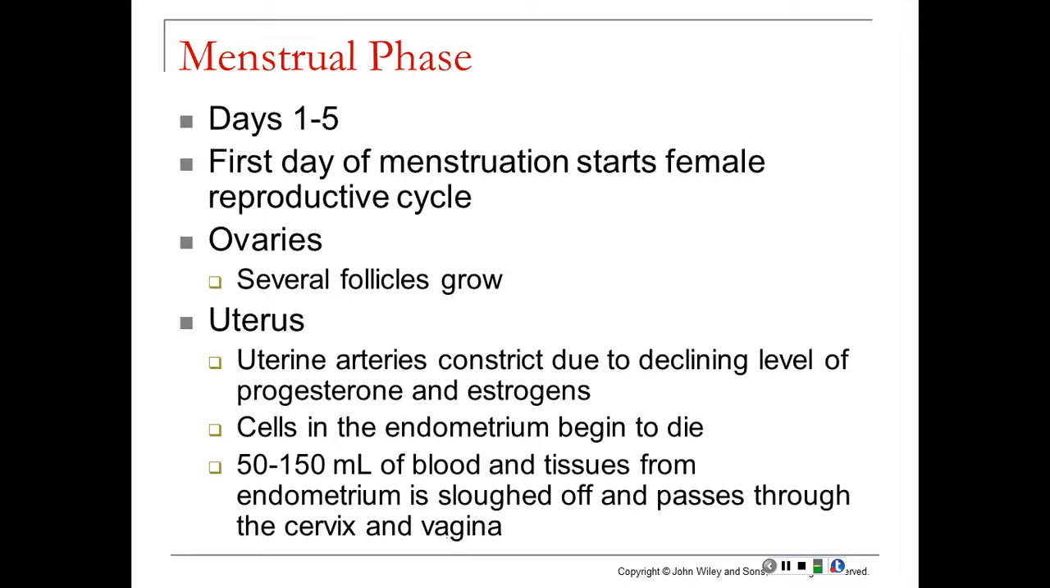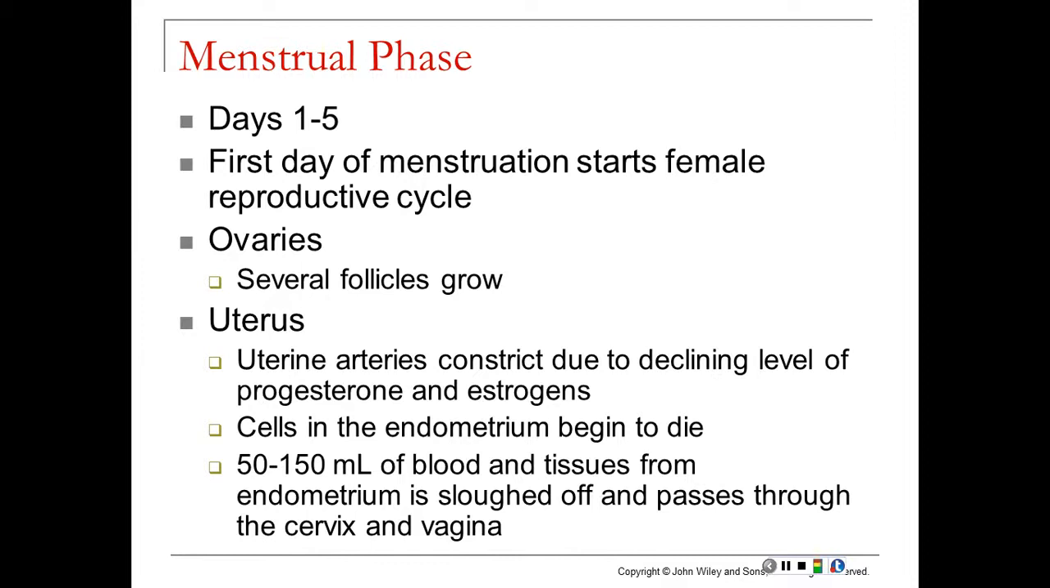So let's talk about this menstrual phase. This is the first few days of the uterine, of the female reproductive cycle. Your follicles are growing within the ovaries. The uterine arteries themselves are going to constrict because there are declining levels of estrogen and progesterone. The endometrial cells begin to die.